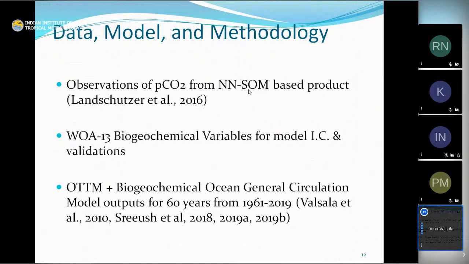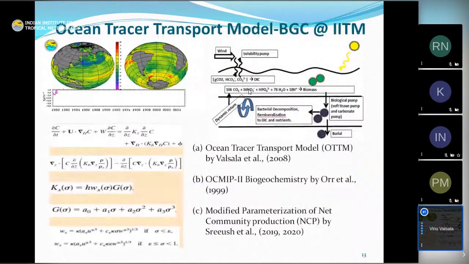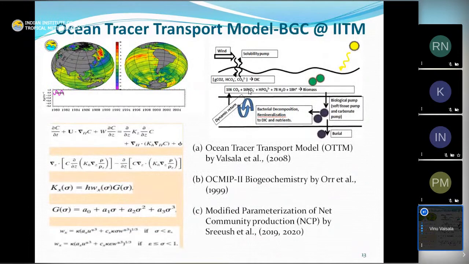Now second, we take the World Ocean Atlas batch of chemical variables for both the model initial conditions and validation, and our major working tool here is the OTTM plus biogeochemical general circulation model outputs. So we have our own biogeochemistry model working in this institute. We have simulated it for 60 years, from 1961 to 2019, to look at how the IOD controls the carbon cycle variability. Now I will introduce what is the model we use here. What is the model we are using for this research?